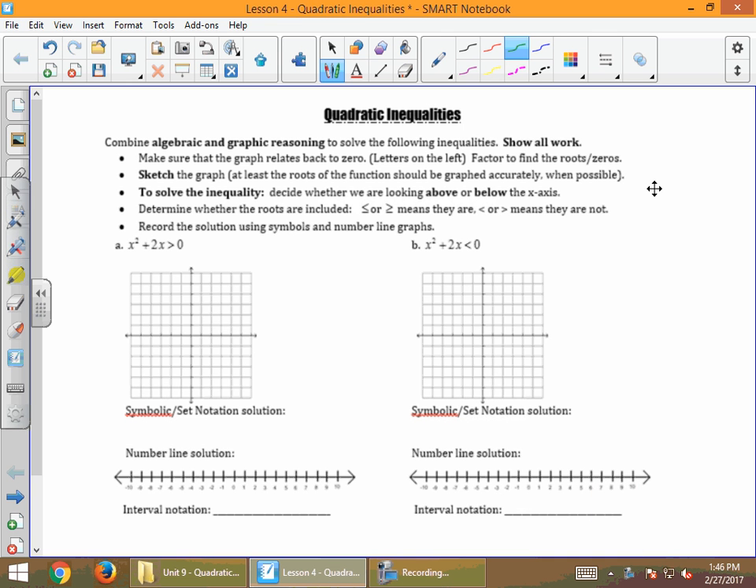So we take a look at number one. Again, variables and numbers are on one side, zeros on the other. So we can start to factor. That's our first step. How do we factor? There's only two terms.